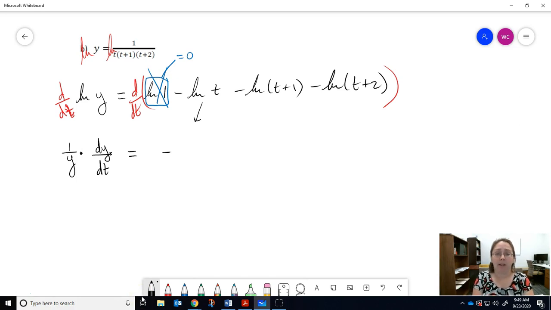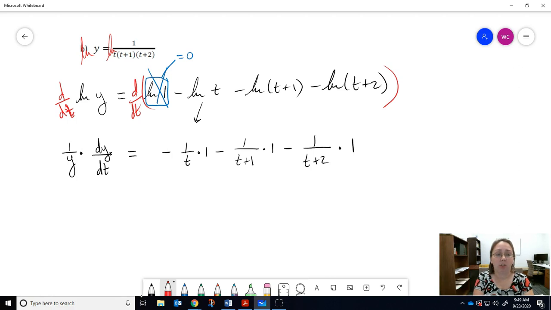Minus the derivative of ln of t, that's 1 over t, times the derivative of t, which is just 1. Minus the next ln, 1 over the inside, times the derivative of the inside. What's the derivative of t plus 1? 1. Minus 1 over the inside times the derivative of the inside. Again, a 1. So this one's not too bad. All right, now we are actually trying to find dy/dt. So what do we need to do with the 1 over y?